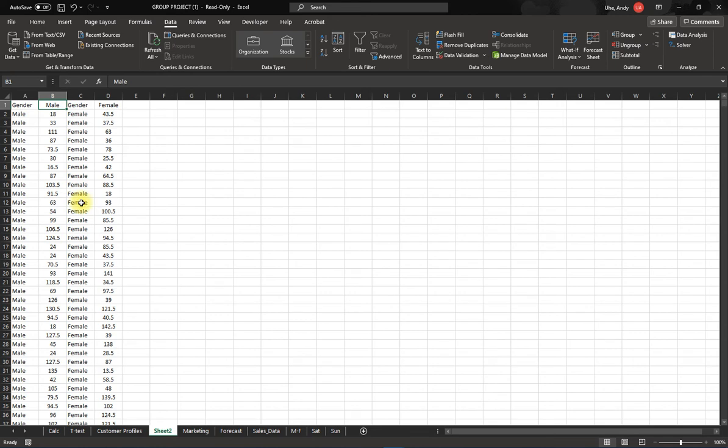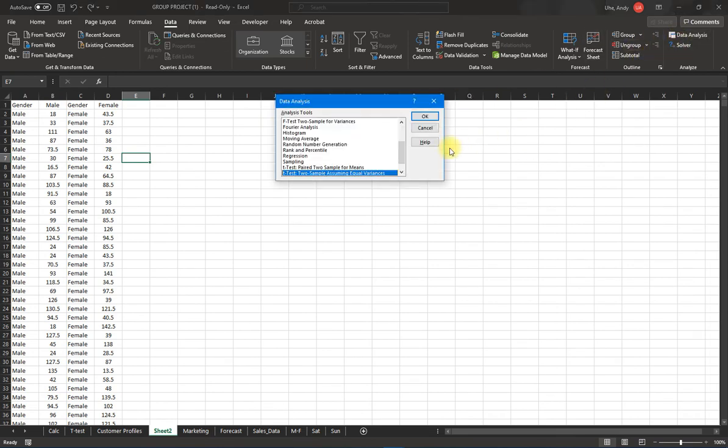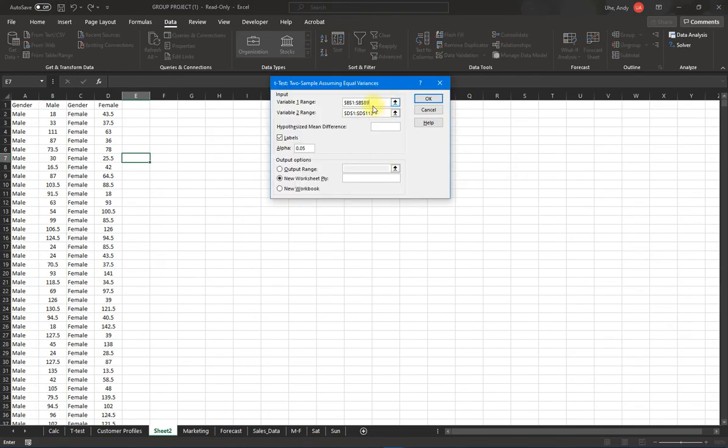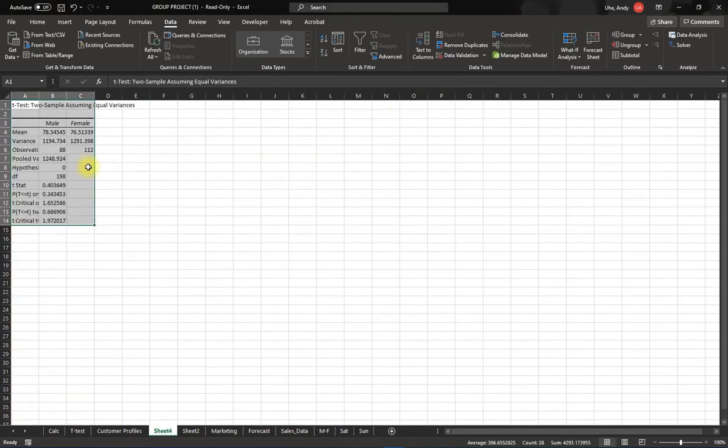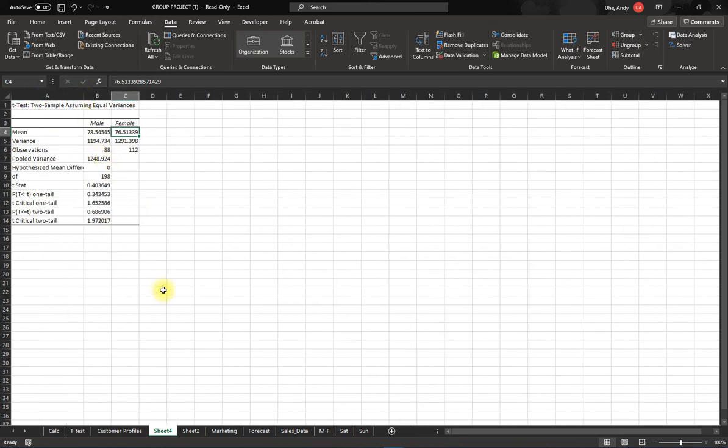What you need to do is get the male and female into their own columns. In that way, you can do this data analysis, t-test two-sample with equal variances, and you can actually look at the male and then the female, and then do it this way. And what this is showing us is you're looking at 88 male observations, 112 female observations. You see that the male mean and the female mean is different, but we're testing for significance. So what you need to do is see if the p-value is smaller than the alpha value, and see if we need to accept or reject the null hypothesis.